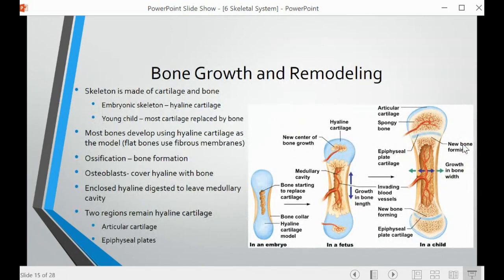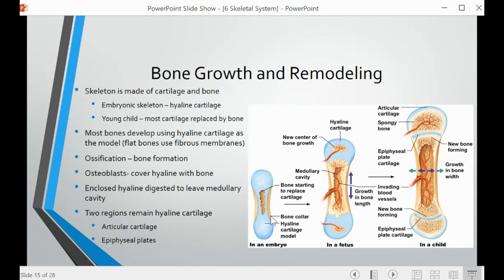So how does bone grow and how does it remodel? Okay? Our skeleton is made up of cartilage and bones, right? And so an embryonic skeleton, this would still be within the uterus, okay? The embryonic skeleton is made out of hyaline cartilage. And in a young child, most of that cartilage has been replaced by bone. You can see that here. Most bones develop using the hyaline cartilage as the model, okay?